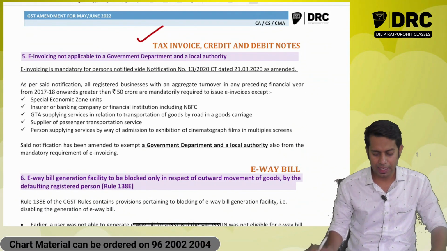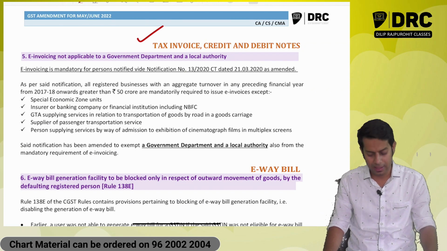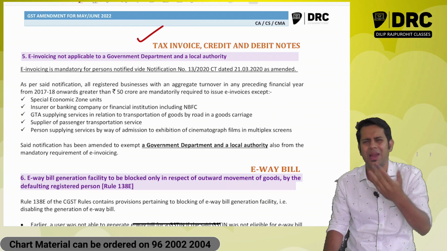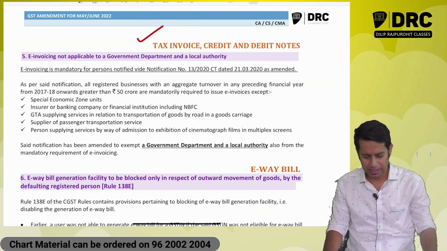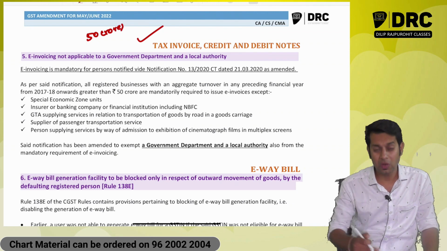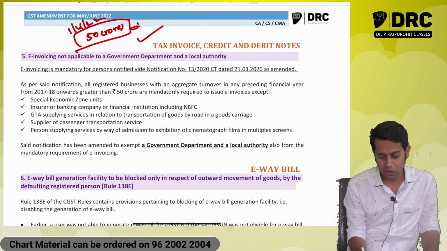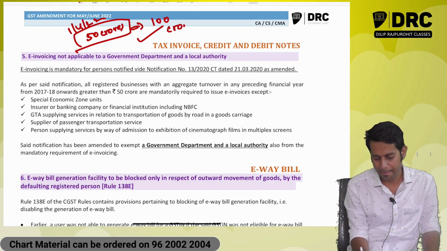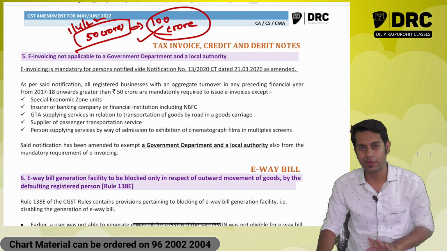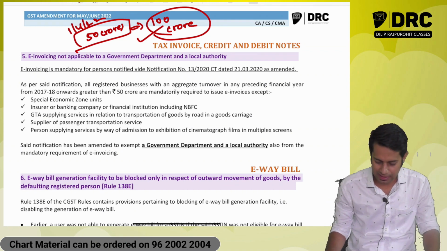The next amendment is in the chapter called tax invoice, debit note and credit note. Sir, what is the amendment in this chapter? In this chapter, in the invoicing provisions, there is not really an amendment. In e-invoicing, if your aggregate turnover crosses 50 crore rupees, that is from 1st April 2022. For your examination, it is not 50 crores, it is 100 crores only. From 1st April 2022, for the next attempt it is 50 crores, but for the present exam which you are writing, it is 100 crores only.